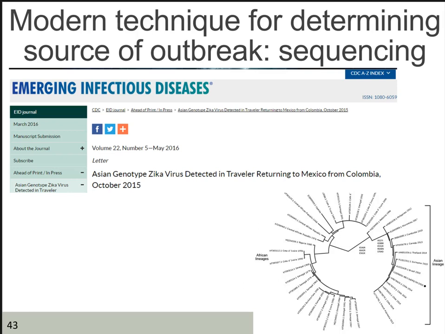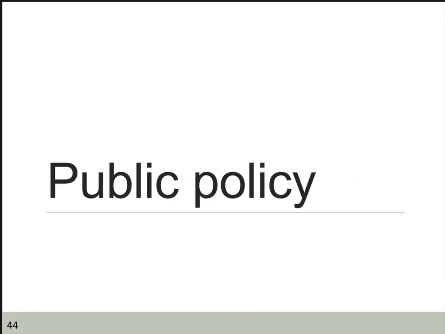So what can we do with all this information that we get from these epidemiological studies? One of the things we can do is create new public policy. Public policy is basically determining what to do when a particular outbreak occurs.